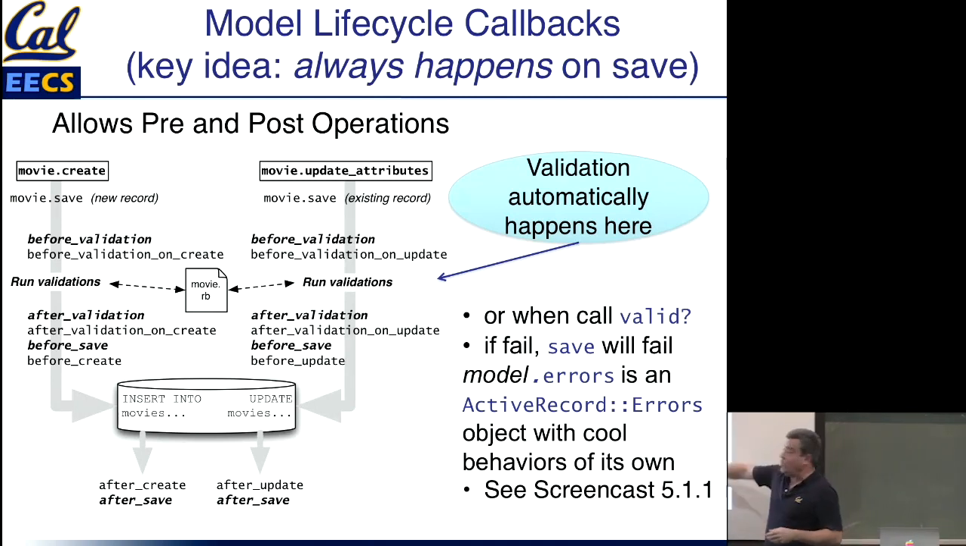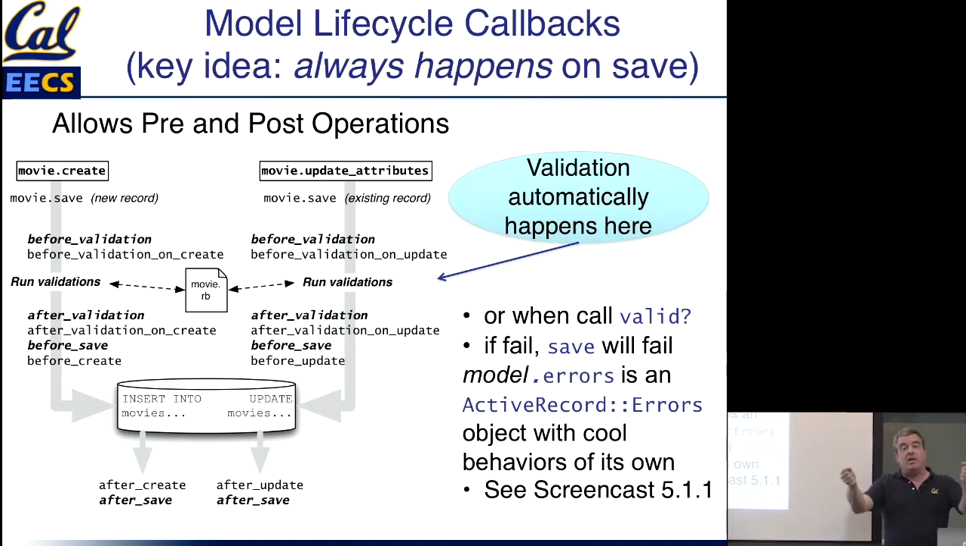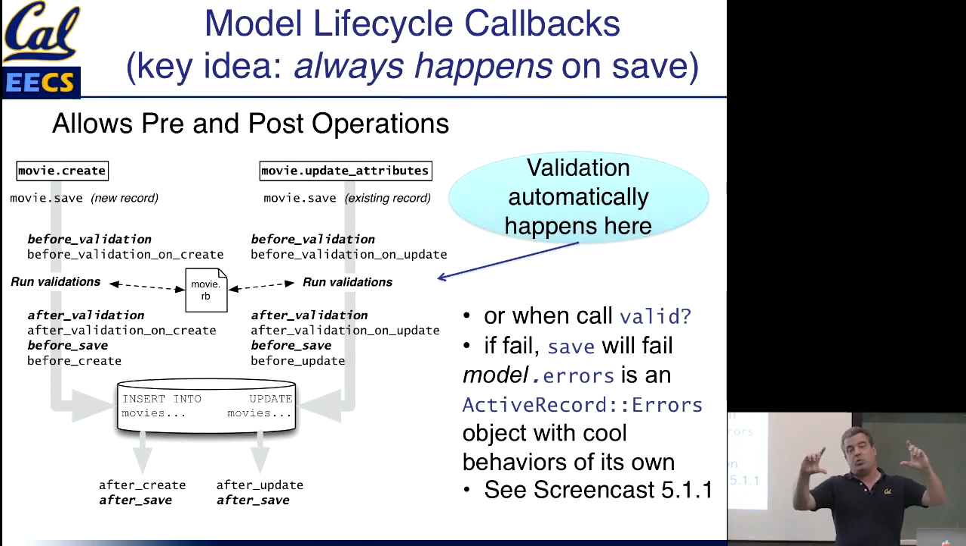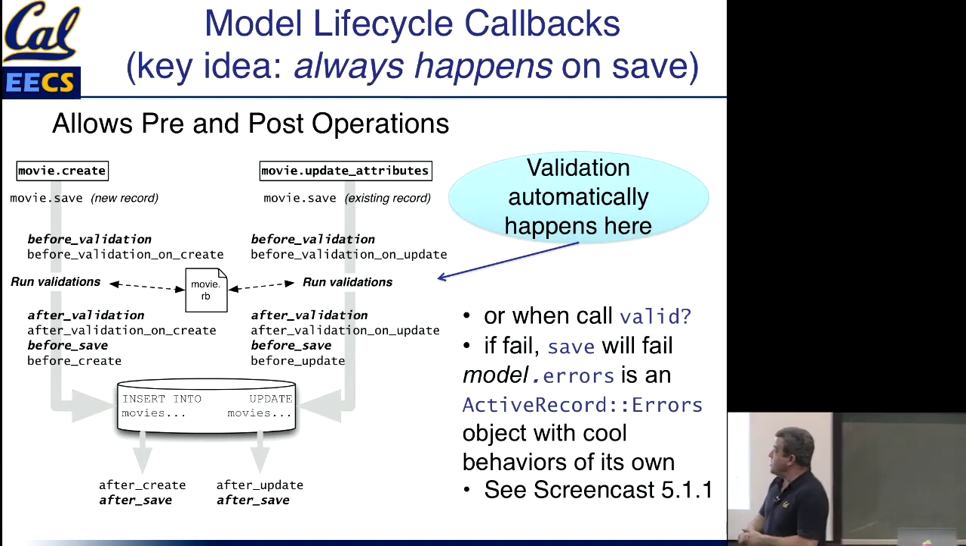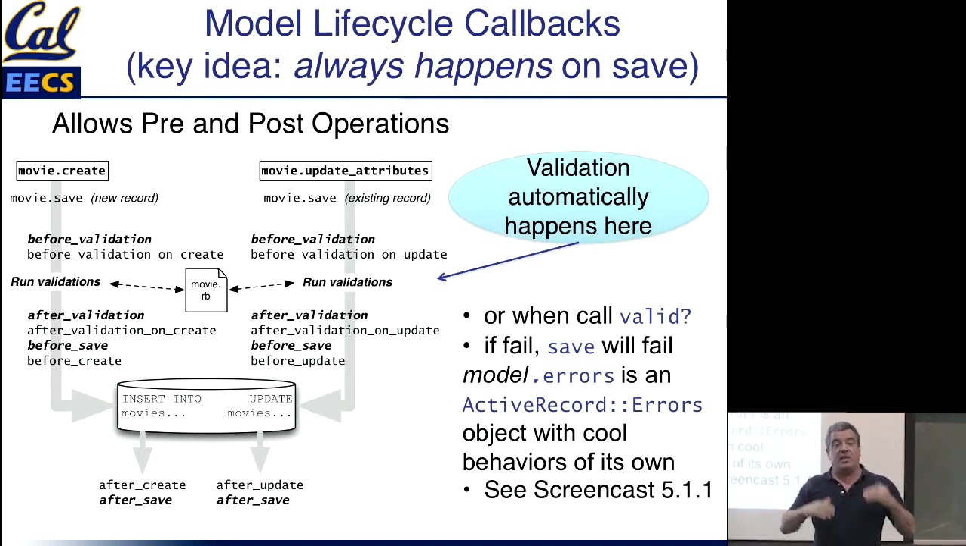A typical thing that you would do in this case is take whatever is in errors, put it into the flash, and then redirect back to wherever the user just was, saying this movie couldn't be saved or updated because, and then the errors will list all the things that went wrong. So that's one kind of point cut and aspect that Rails provides. Now, you don't get to control exactly when it runs.